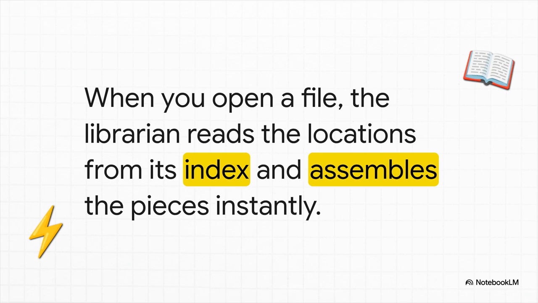So now, when you go to open that movie, your computer basically asks the librarian, hey, where's my awesome vacation movie? The librarian doesn't go searching the whole warehouse. It just flips open its index, finds the entry for your movie, and bam, there's the list of every single block address. It hands that list back, and the computer zips around, grabs all those scattered pieces, and puts them back together in the right order for you to watch. It's a ridiculously complex dance that happens so fast it feels like magic.